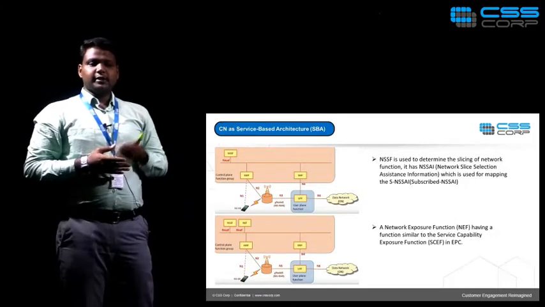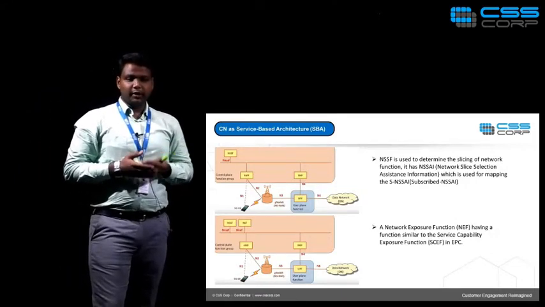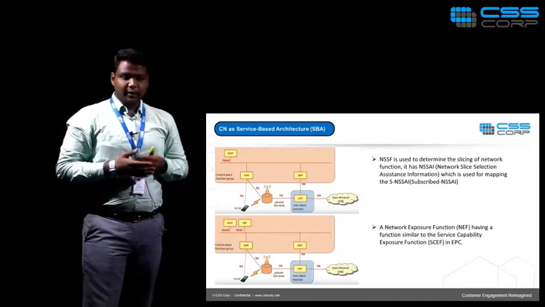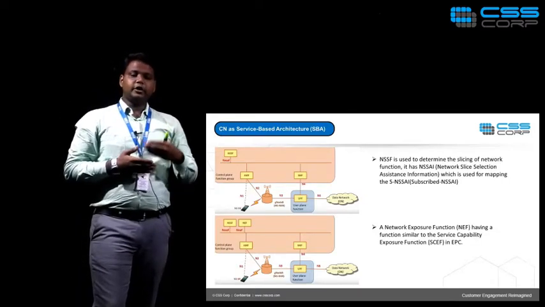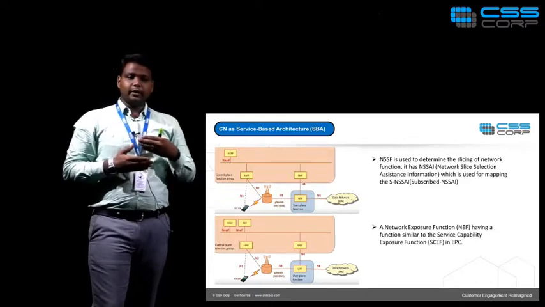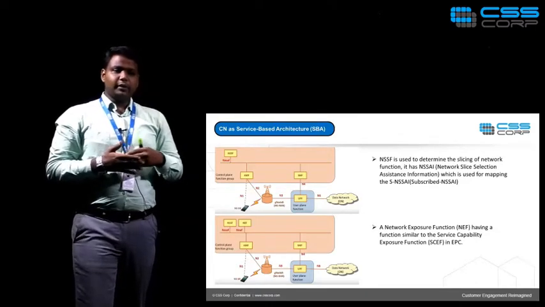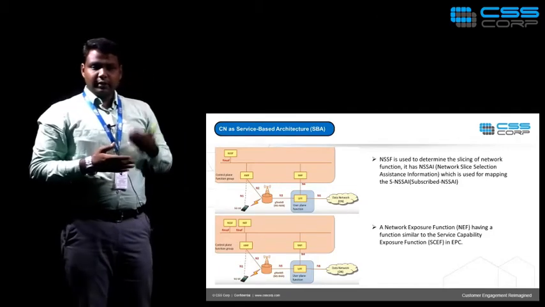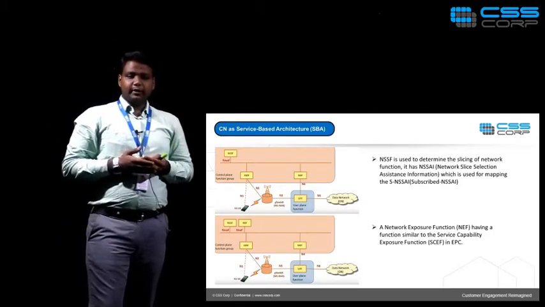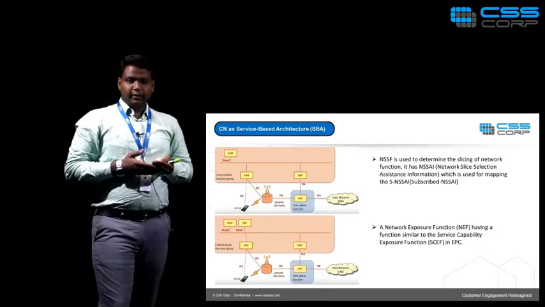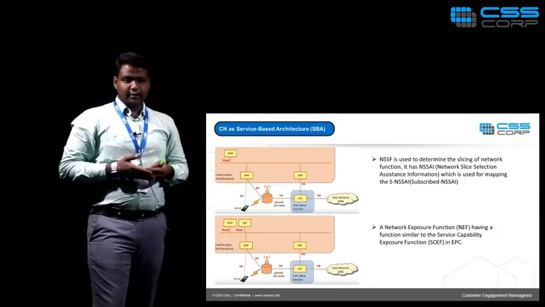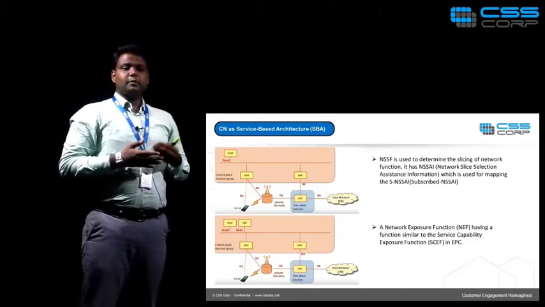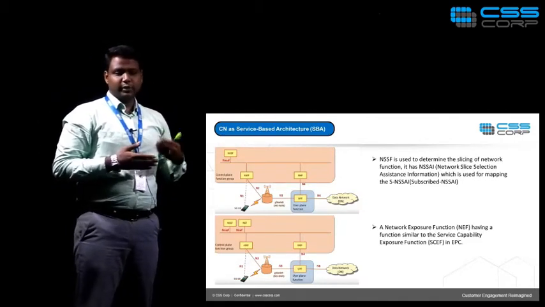So the other element is NSSF. It is nothing but the network slice selection function. It is used to slice the network functionalities, and it will provide the data through the network links. This will be used by the NSSAI, the network slice selection assistance information, which will give the information about the links from one end to the other end.